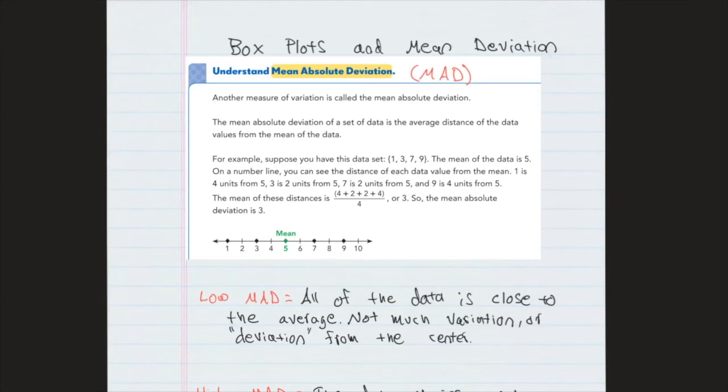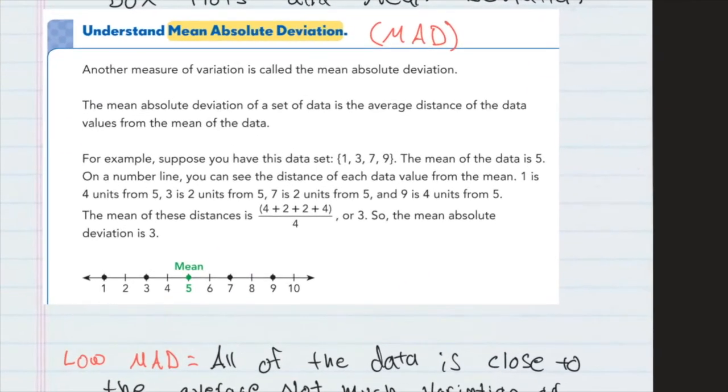And how you find it is this example right here. Suppose the data is 1, 3, 7, and 9, and the mean of the data is 5. On a number line, you can see the distance of each data value from the mean. So you're taking each of these numbers and saying, 1, how far is that from 5? That's 4. 3 is 2 away from 5. 7 is also 2 away from 5. 9 is 4 away from 5. So we're changing our numbers from what they were to how far away they are from the mean.